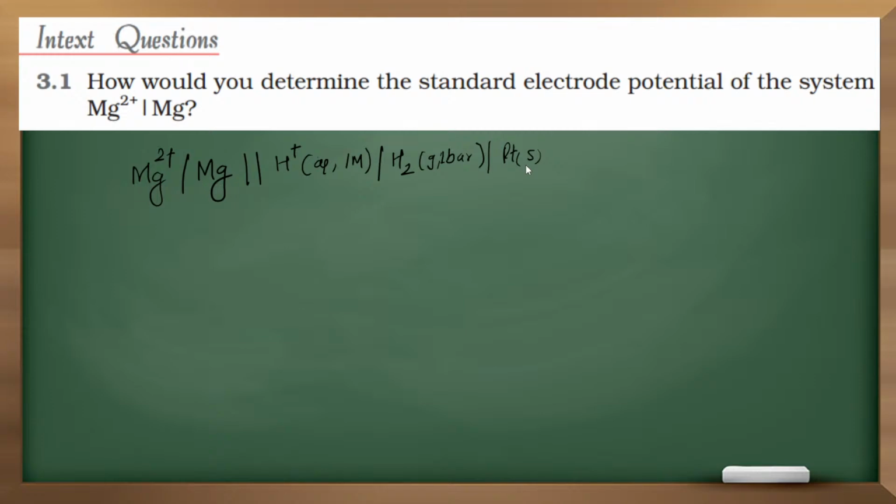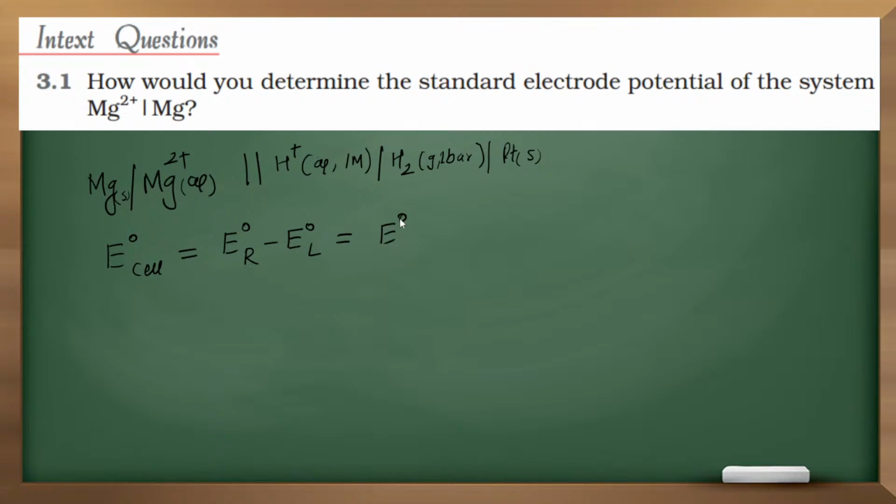Okay, so this is the cell. The reaction is Mg, sorry, because on the left side oxidation takes place, so the reaction is like this. So E naught cell is E naught right minus E naught left.